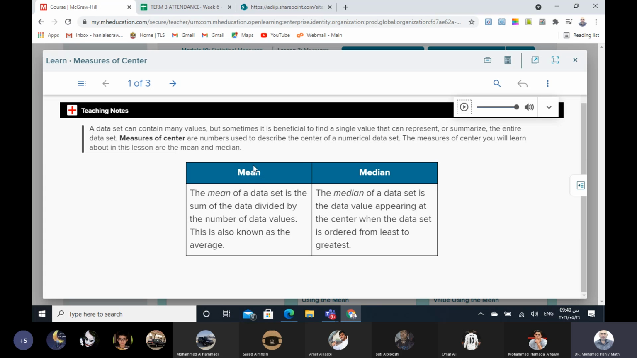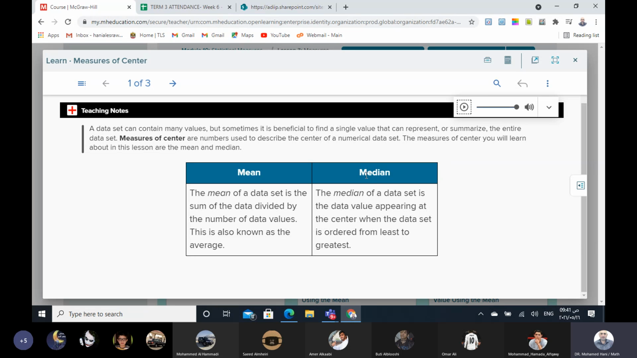So what is the meaning of the mean? The mean of a data set is the sum of the data divided by the number of data values. This is also known as the average. So here we have two words that have the same meaning. Mean or average have the same meaning. Mean is the sum of the data divided by the number of the data values.